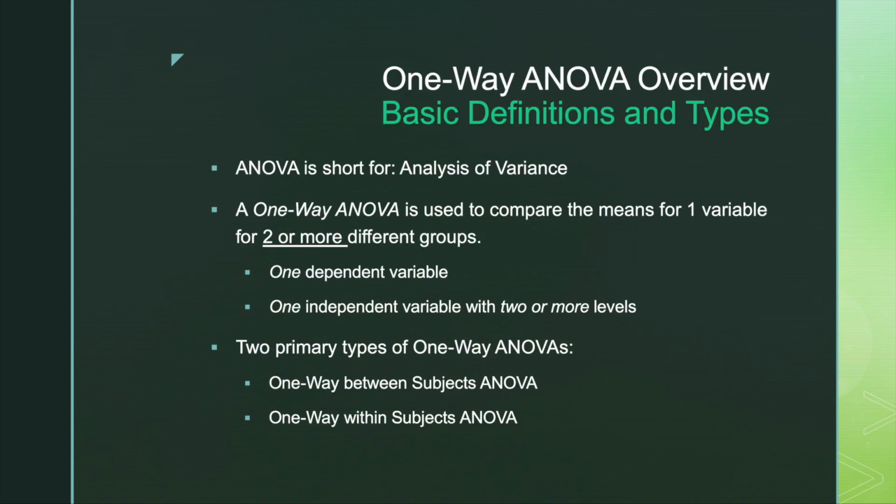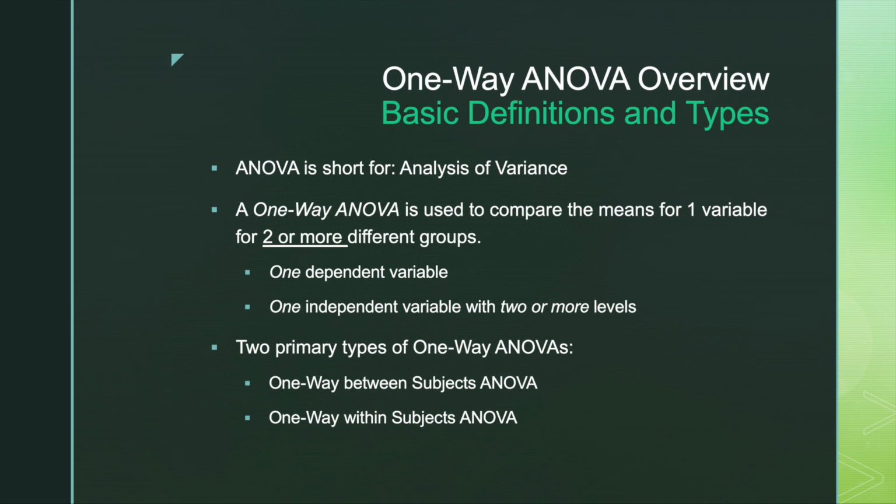All right, so the one-way ANOVA, basic definitions and types. ANOVA is short for analysis of variance, which is basically what all of these hypothesis testing are doing. We're basically testing to see whether or not there's any variance or difference between groups. So an analysis of variance is us doing an analysis of whether there's differences. A one-way ANOVA is used to compare the means for one variable for two or more different groups. Okay, so the t-test was two groups, exactly two, and a one-way ANOVA can handle two, so you could do an ANOVA instead of a t-test. Or if you have more than two groups, then you have to use an ANOVA and not a t-test.